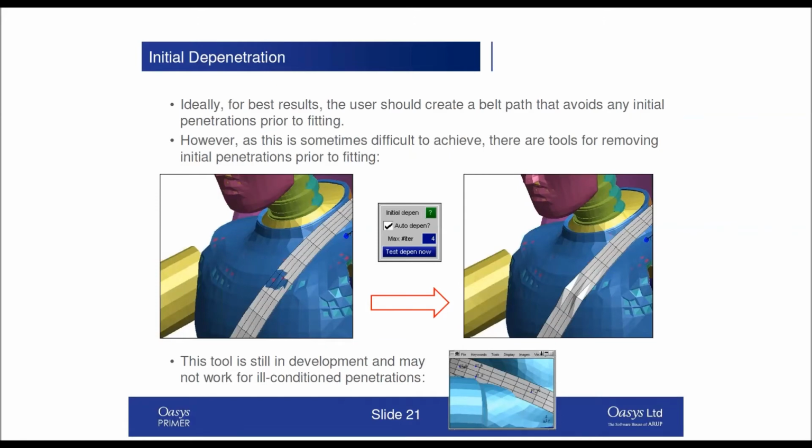Initial depenetration. So not necessarily entirely applicable for children. This is just as applicable for adult occupants as well. It's a tool that we put in to help with both. Ideally, the user should have created a belt path that avoids any initial penetrations or any initial crossed edges. But sometimes that's difficult to achieve, so this tool just tries to remove those prior to doing the belt fit.